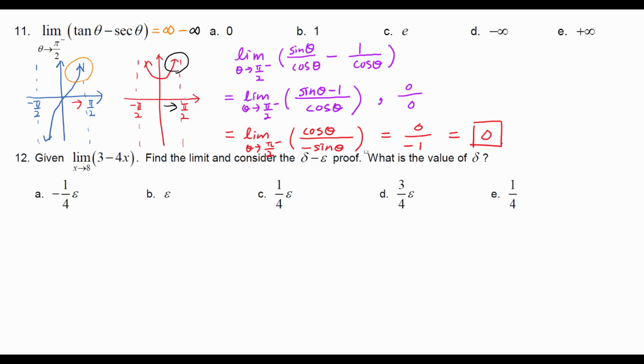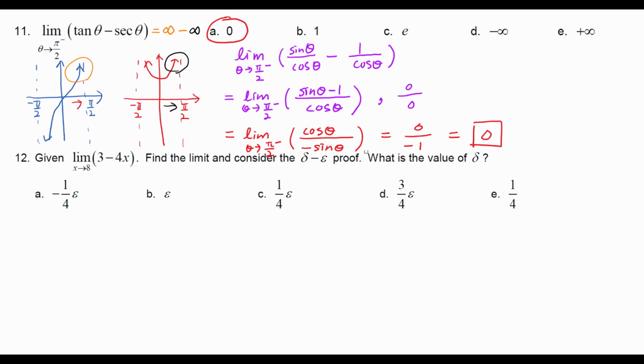So our limit is 0. And the answer for number 11 is A. Number 12. Given the limit as x approaches 8 of 3 minus 4x, find the limit and consider the epsilon delta proof. What is the value of delta?